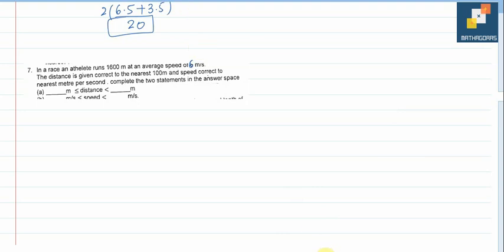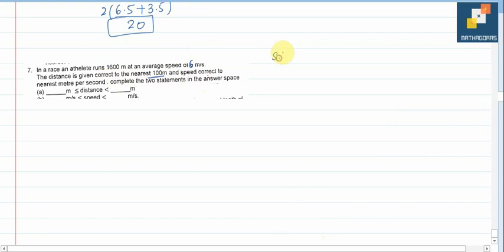So first, we need to find out the scale factor. It says the distance is given correct to the nearest 100 meters. That means the scale factor for distance is 100 divided by 2, and it's 50. And speed correct to the nearest meter. For speed, the scale factor is 1 upon 2, that is 0.5, right?